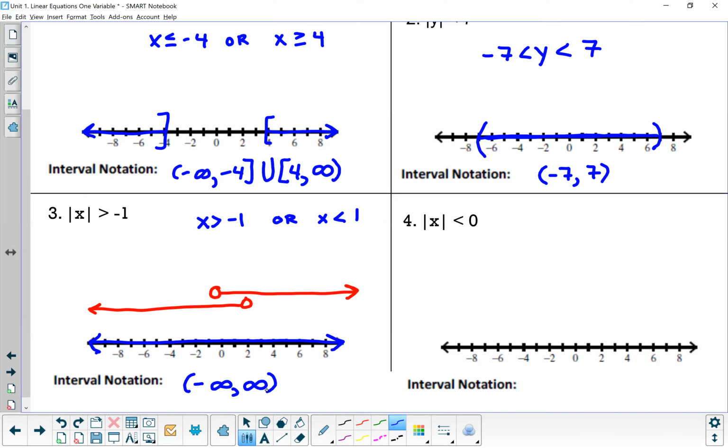All right, number 4. So this one is a little tricky as well. The absolute value of x is less than 0. Right, now let's think about what this means as a compound inequality. It will be x is less than 0, but also it's greater than 0. Well, how is that? That's impossible. So this is an example where you have no solution.